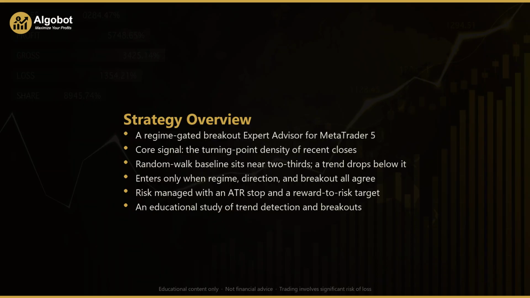The expert advisor watches a single symbol on a single time frame. It works out the density over a look-back window of closes, checks the direction of the market over that same window, and then waits for price to break out of a recent high or low range. Only when all three of those conditions line up does it consider taking a position. Every trade is protected with a stop based on the average true range indicator, and the profit target is set as a multiple of that same risk distance.